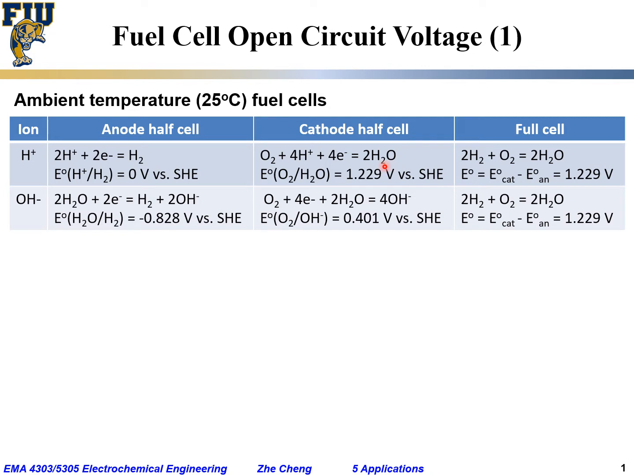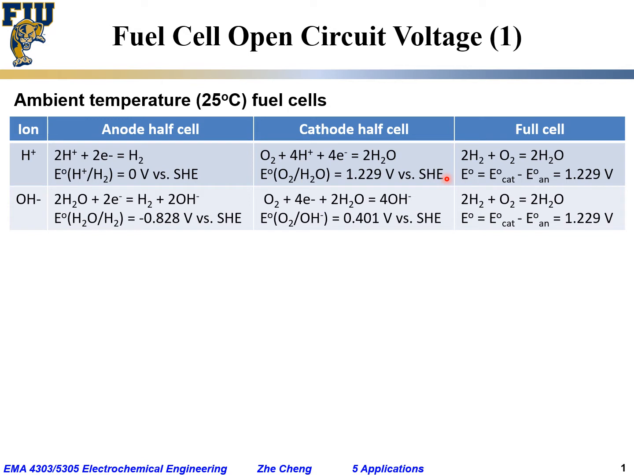And then based on the standard electrode potential theory for this O2-water redox pair, the standard electrode potential, again this knot or circle represents the standard electrode potential, for this redox pair is 1.229 volt versus SHE, the standard hydrogen electrode.